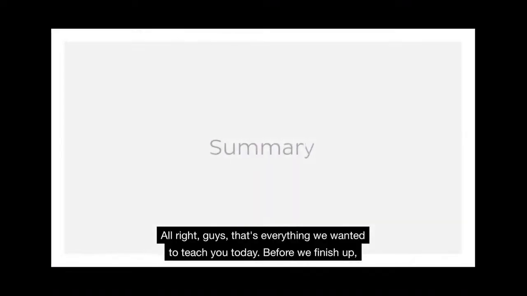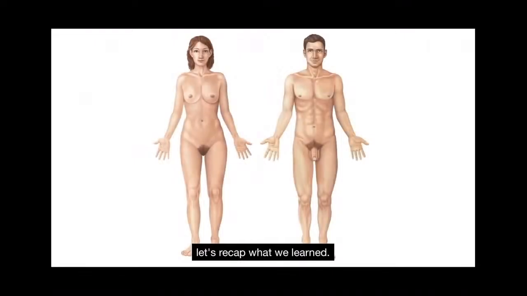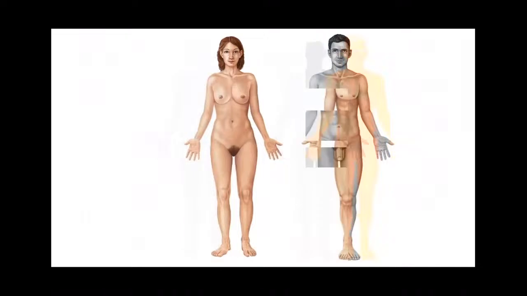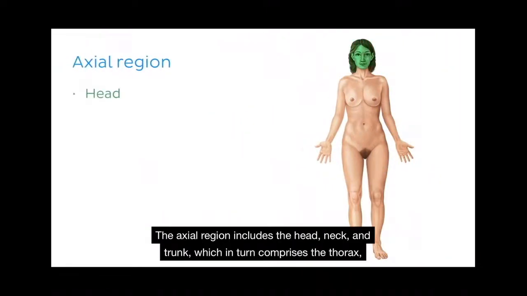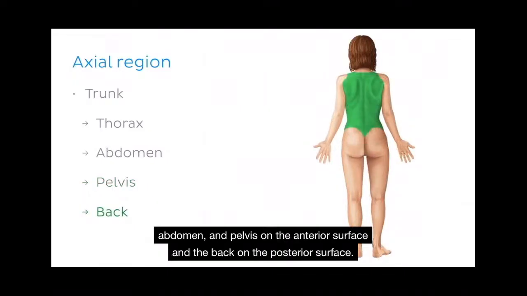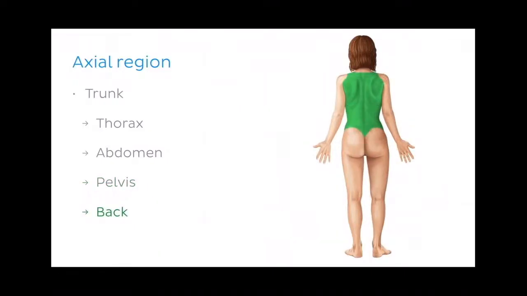Alright guys, that's everything we wanted to teach you today. Before we finish up, let's recap what we learned. The entire body is divided into regions. Broadly speaking, there are two primary regions, the axial and the appendicular. The axial region includes the head, neck, and trunk, which in turn comprises the thorax, abdomen, and pelvis on the anterior surface, and the back on the posterior surface.